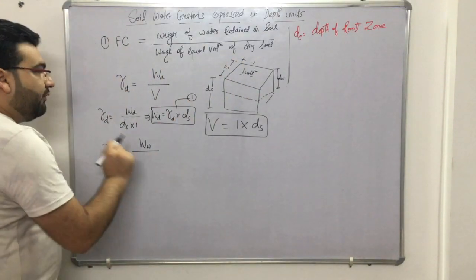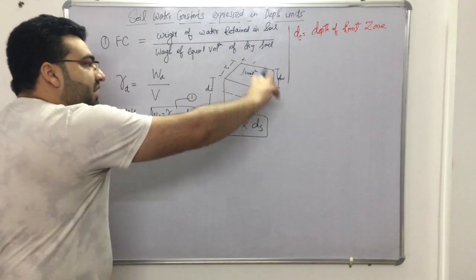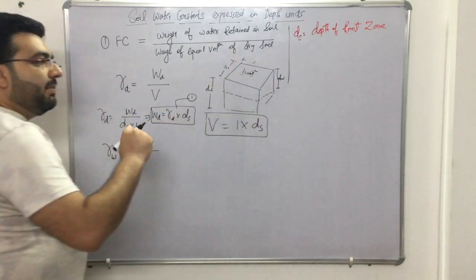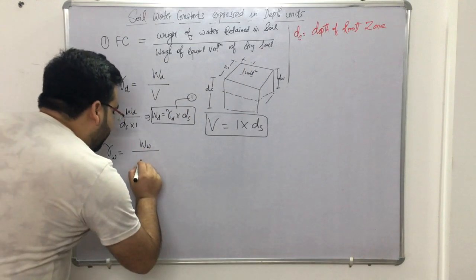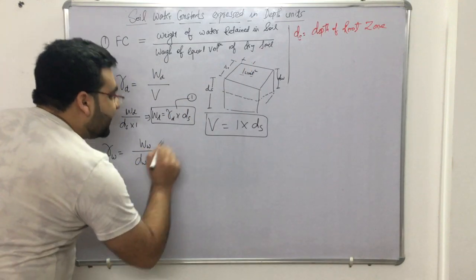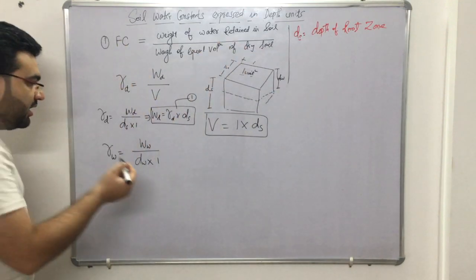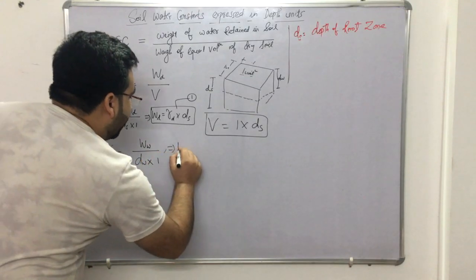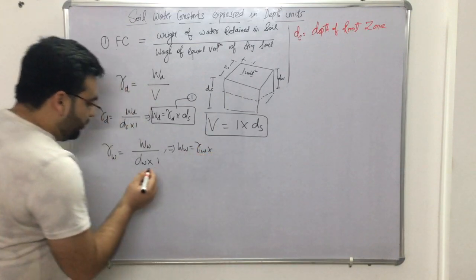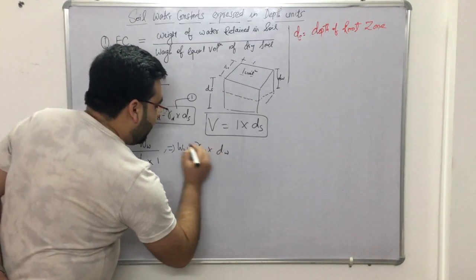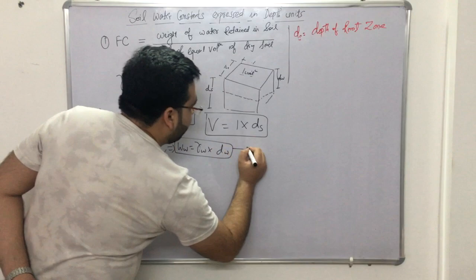So I can write it here, the volume of water for the same soil sample, for the same volume of soil sample, the volume of water is dW, right? So it will be equal to dW into surface area, which is 1 unit square. Simple. So I will be writing here that weight of water will be equal to gamma W into dW. This is equation number 2.